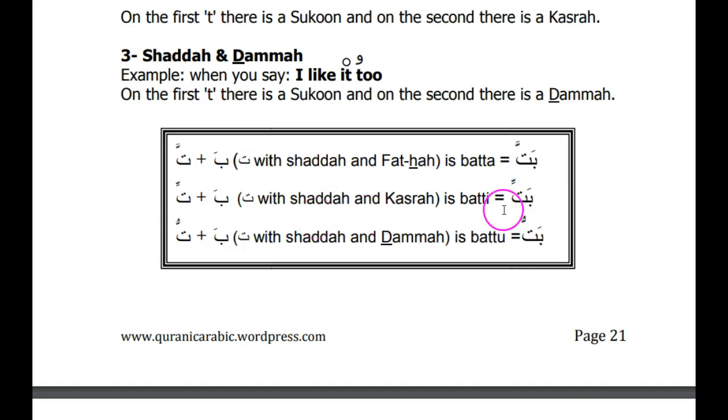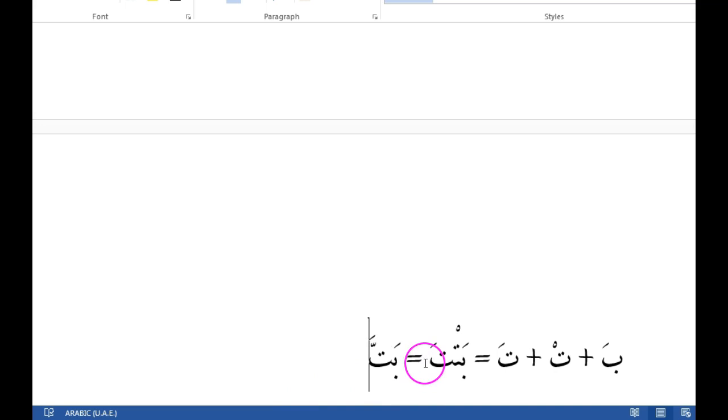With kasra, batti, batti. So basically, it's the same. Let's assume that instead of fatha, it has kasra. It would be ba fatha, ta sukun, ta kasra, batti. And then all joined together, batti.